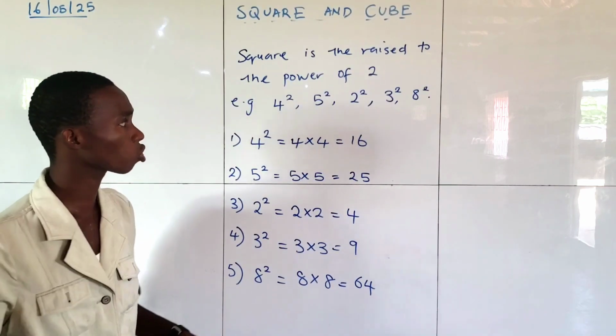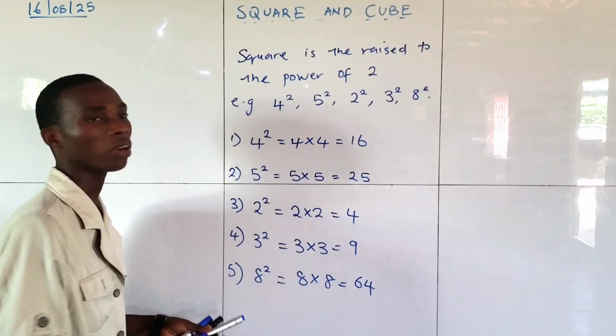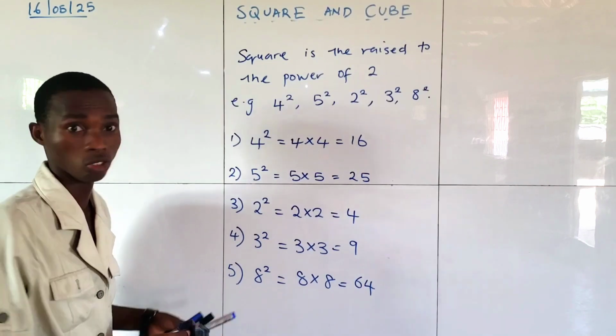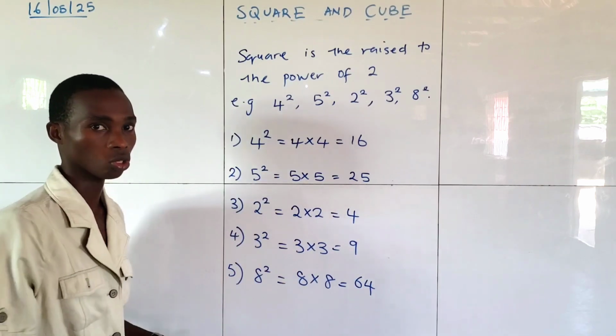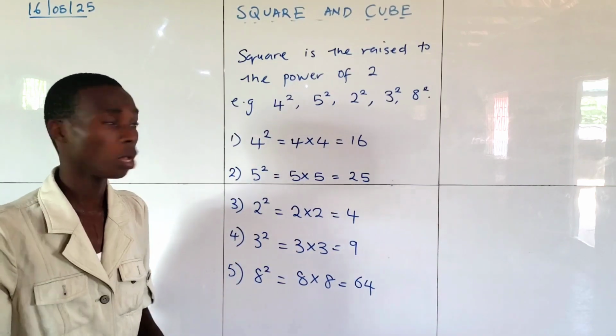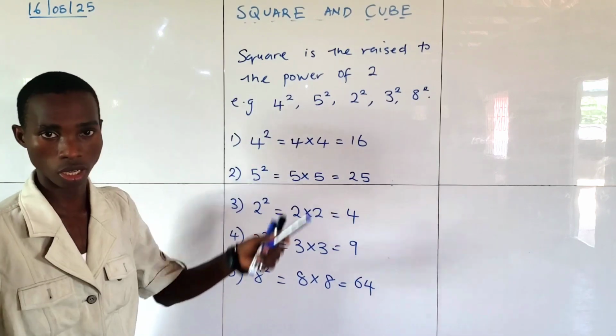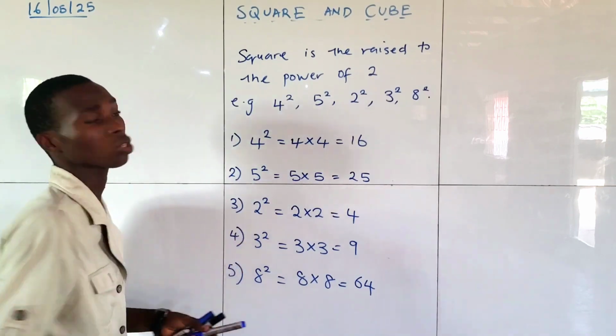Now, the square is something that is very simple. Any number raised to the power of 2 is that number squared. For instance, look at the examples I've already given you. With these examples, you'll be able to know what a square is. So now, let's talk about the cube.